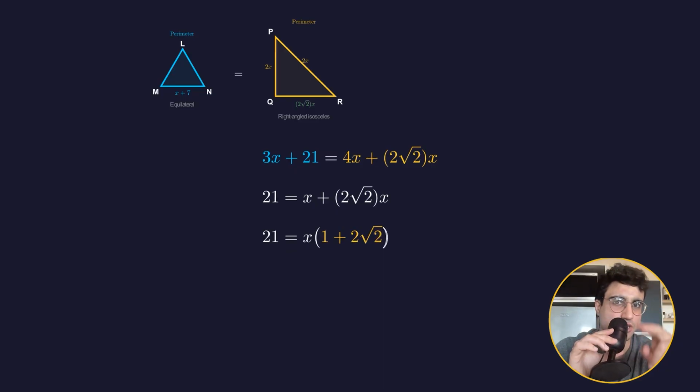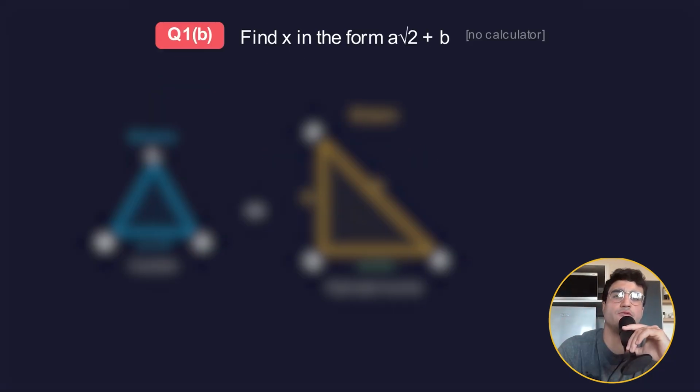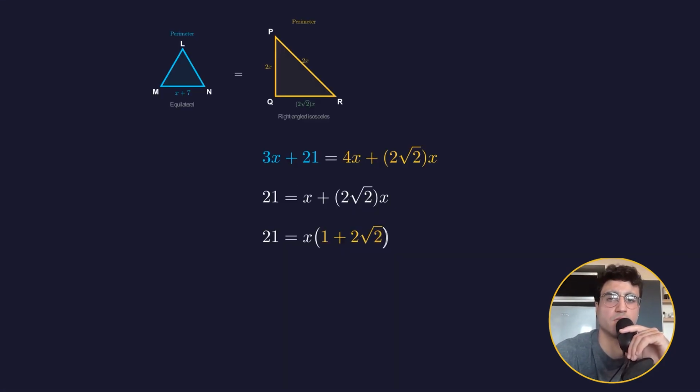Again, they're testing your surd knowledge, but a different type of surd knowledge here. In this scenario, they made it very clear, as you can see from the question, that they wanted it in the form a root 2 plus b, where a and b must be integers. So what does that mean for us? Well, when we're simplifying this, we got 21 is equal to 1 plus 2 root 2 times x, because we factorized x plus 2 root 2 x. So we get 21 is equal to 1 plus 2 root 2 x.